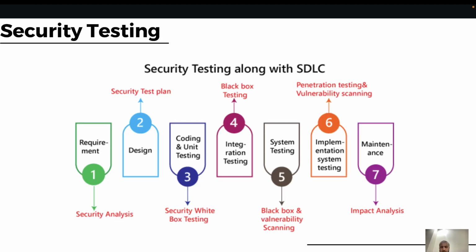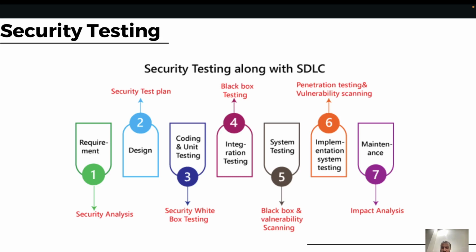Next, we'll talk about the security testing. So we have security testing along with the SDLC. So you have the requirement, and for this requirement, we are doing a security analysis. Next, we focus on the security plan, security test plan. Third, it's important for us to now ensure that the coding is happening, CUT, coding and unit testing. And while you're doing that, you want to ensure that the security is handled at this stage. You want to ensure that white box testing is happening.